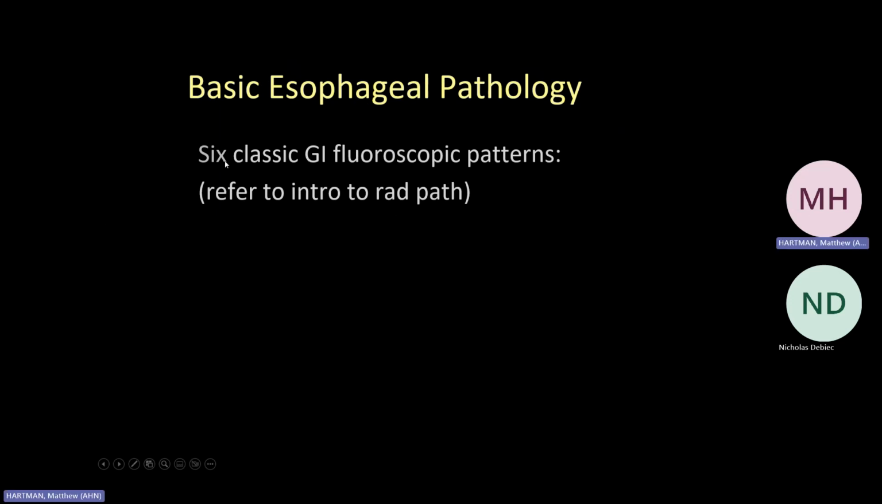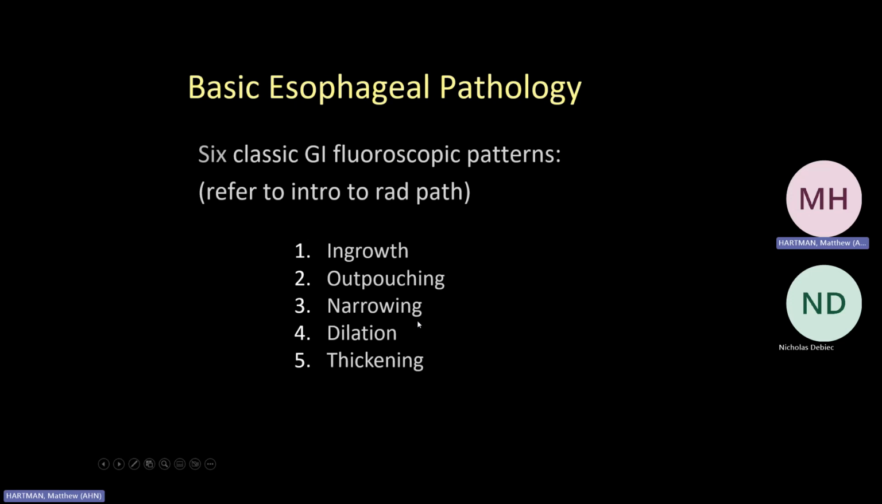Again, reviewing the 6 patterns of a tube. Go check out the Intro to RadPath lecture if you haven't seen it, but we have a tube, mouth to anus, one of 6 bad things that can happen. An innie, an outie, a narrowing, dilation, thickening, or displacement.